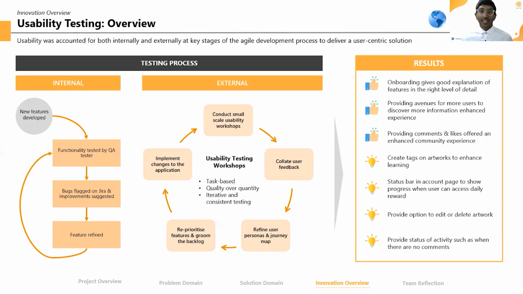Externally, usability testing workshops were conducted to collect rich user feedback. These usability workshops were task-based, prompting users to conduct certain actions and documenting their comments. Usability workshops were also consistent and iterative, occurring at different stages of development. The team opted for quality over quantity, conducting tests with 3 to 4 users during each release, allowing us to move quickly and keep our sprint momentum.